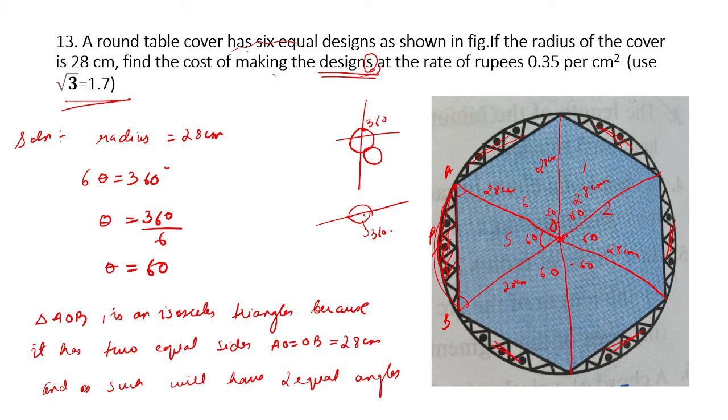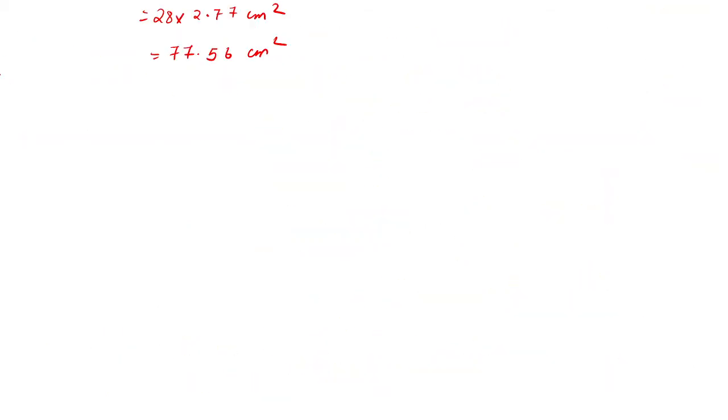But what do we know? We know that the designs are equal. That means whatever value we found for this will also be the same for all the remaining designs. Clear? So how do we find the total design? The total design is going to be equal to 6 into 77.56, because there are 6 equal parts. You'll have to multiply them with 6, or add them 6 times. That means 77.56 plus 77.56, and so on. Clear? You have to add them 6 times or multiply them.